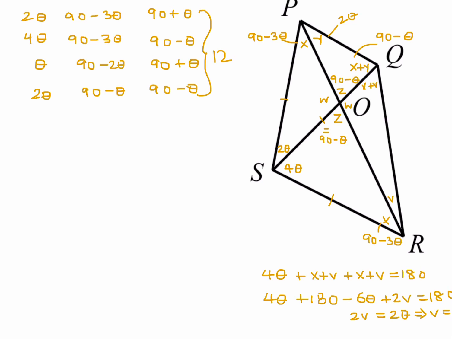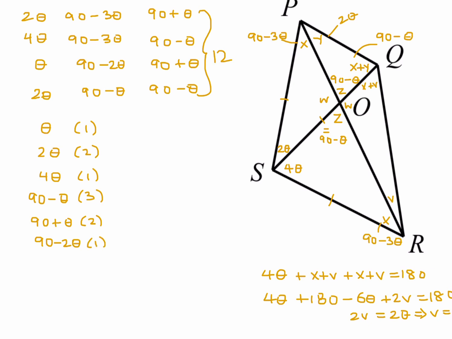Now, there's 12 angles, but some of them are repeats, right? So, for example, theta is listed once. 2 theta is listed twice. 4 theta is listed once. 90 minus theta is listed 3 times, actually. Yeah, 3 times. 90 plus theta is listed twice. 90 minus 2 theta is listed once. And finally, 90 minus 3 theta is listed twice. So that means 1, 2, 3, 4, 5, 6, 7, 8, 9, 10, 11, 12.